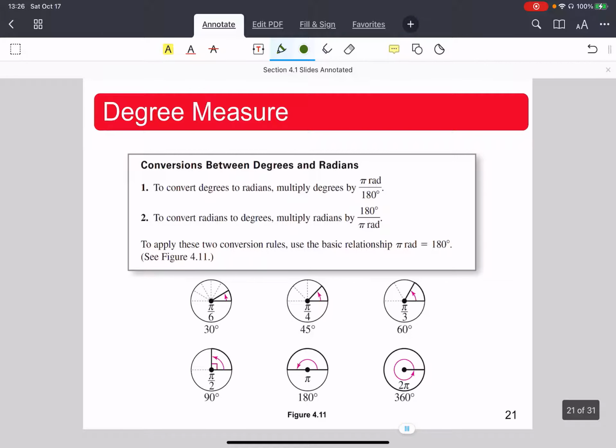In mathematics, we're generally interested in converting between degrees and radians. To convert degrees to radians, we multiply the degrees by pi over 180. To convert radians to degrees, we multiply radians by 180 over pi. Okay, so here are some equivalent angles: 30 degrees equals pi over 6, 45 degrees equals pi over 4. All that you can compute for yourself.